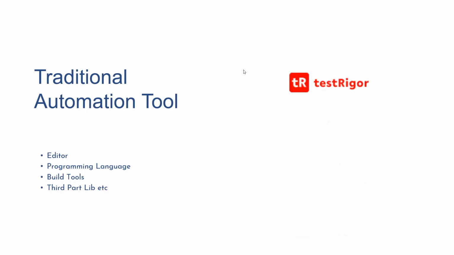But that's not the case with testRigor. With the help of testRigor, first of all you have to sign up. The moment you sign up, you will get the credentials, then you can log in with the credentials and start writing a test in plain English. No programming, no editor, no third-party libraries. Start writing your test in plain English. They also have very detailed documentation which will help you to write your test.